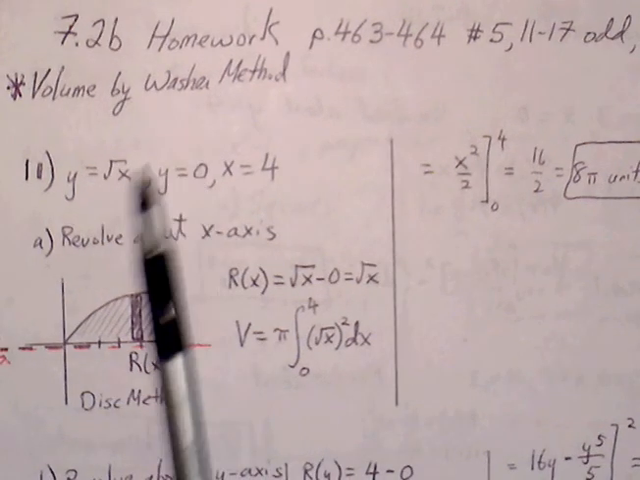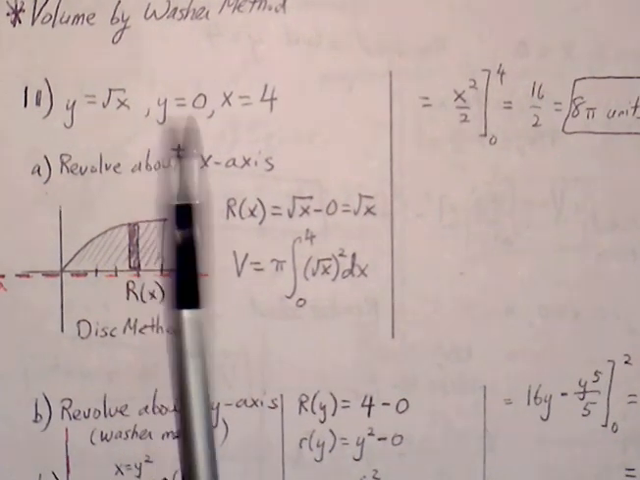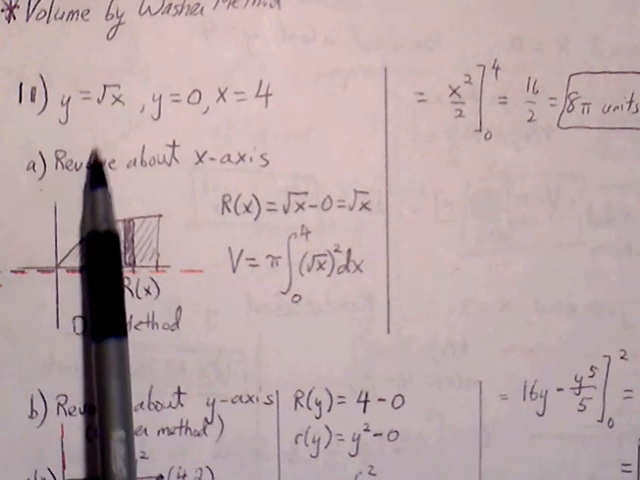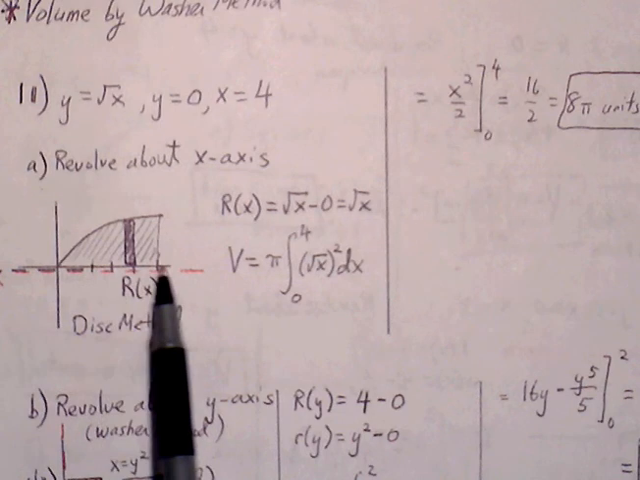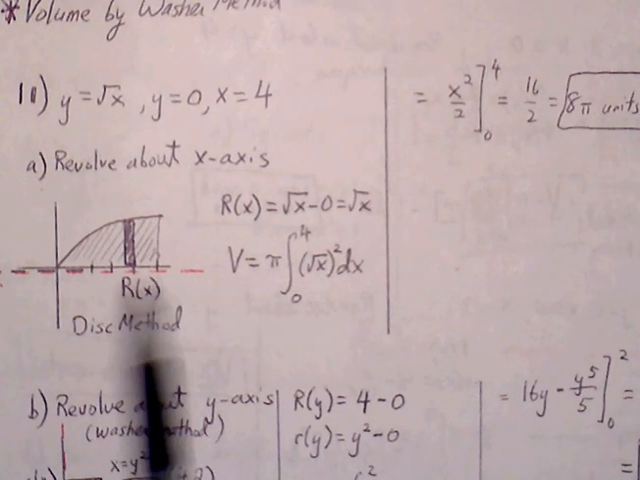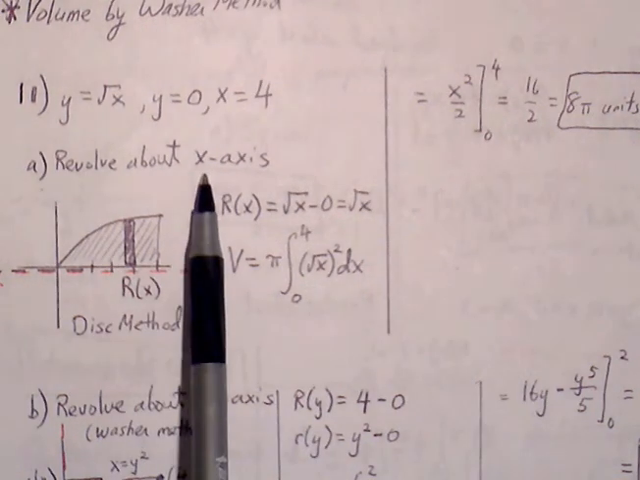So number 11, we have our curves and lines that are going to create our shaded region. Y equals square root of x, that's this curve here. Y equals 0, that's the x-axis. X equals 4, that's this vertical line here. So we have the shaded region here, revolving this about the x-axis.